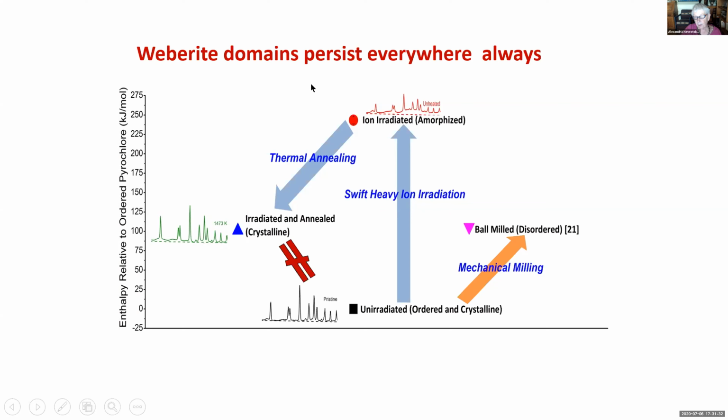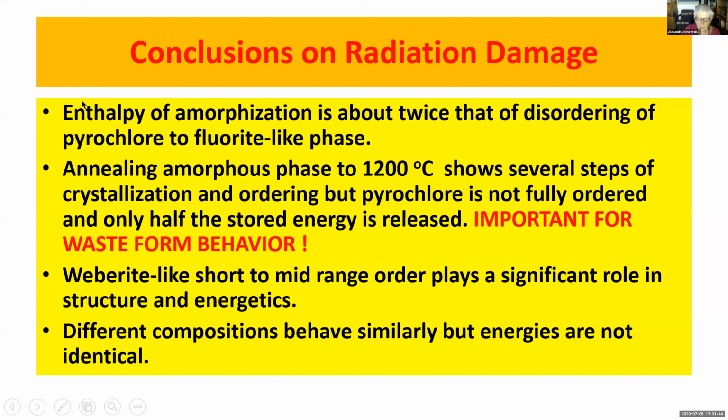We've looked at a number of other zirconates, titanates, etc. The overall picture is the same, although the actual values that we get are different. So, conclusions for radiation damage. The enthalpy of amorphization is about twice that of disordering the pyrochlore to a fluoride-like phase. That is, if one compares the radiation-damaged quasi-amorphous material to the mechanically damaged defect fluoride material.